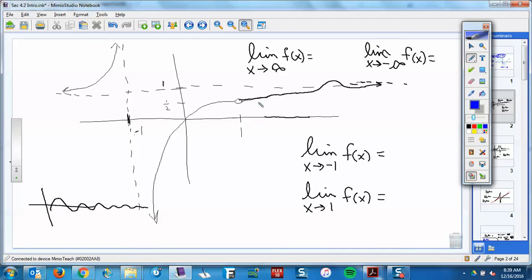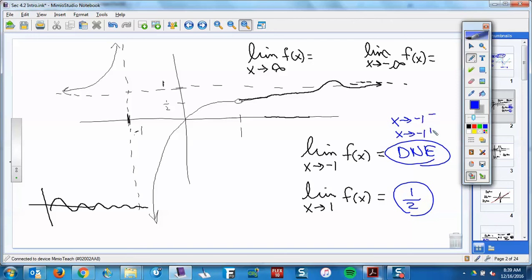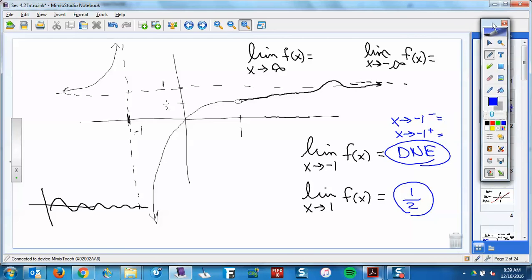As x approaches 1, the cars meet at 1/2. What's the limit as x approaches -1? Does not exist, but from now on that is not good enough. We've got to check -1 from the left, and we've got to check -1 from the right, and you don't have to rewrite the whole thing out. If you just write this, I'm okay with that. What's the limit as you do -1 from the left?